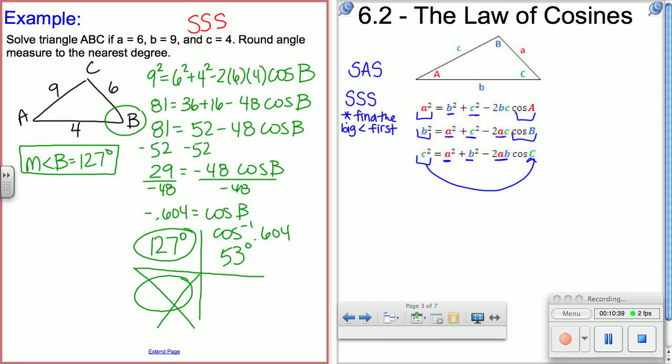Now that I know that one, I can go ahead and set up the law of sines to find one of the other ones. And we can pick whichever one we want to find next. Let's just go ahead and find angle A next. So sine of A over 6 equals the sine of 127 over 9. So you can go ahead and finish this one off on your own as I finish it.